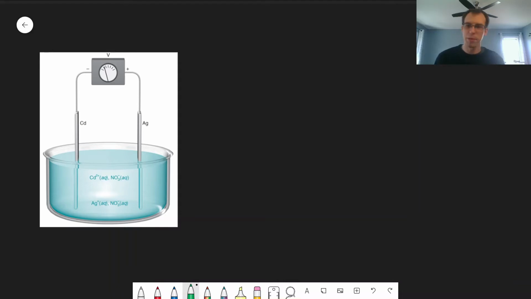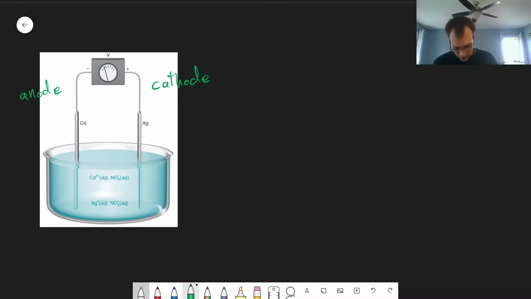So here's another example of a galvanic cell. We have on our positive side, which again is where the electrons are going to. So that's the reduction side. So this is the cathode. We have silver there, and on the anode, the oxidation side, we have the cadmium.